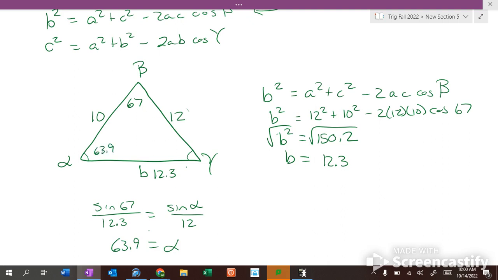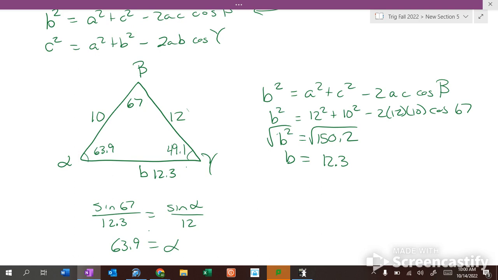Should I take 180 minus that to see what my obtuse angle is? Not in this triangle, we don't have to, because we know all three sides. And we know right now, looking at this, 67 is opposite the biggest side, right? So there's no way this can be an obtuse angle. Okay? So we're stuck at 63.9. Well, if I have two angles, which add up to 130.9, this angle must be 49.1. And now I found every angle, every side.